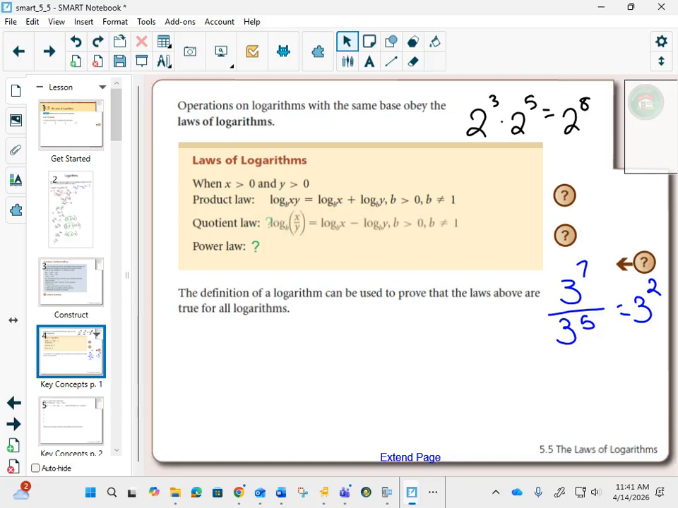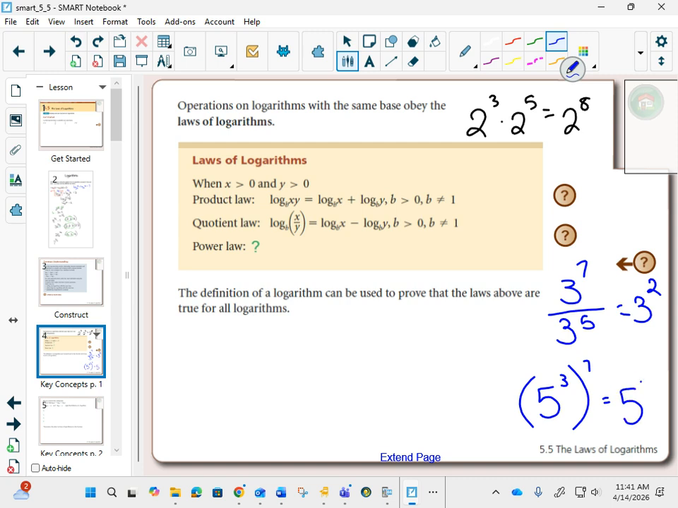Quotient law says if you are subtracting two logs with the same base, you could combine them and divide inside the logarithm. And the power law in exponents says if you have a power to another exponent, what did we do to those exponents? We multiply the exponents together. In logarithms, if you have an exponent inside the logarithm, it's like you can move that exponent out in front and multiply instead.